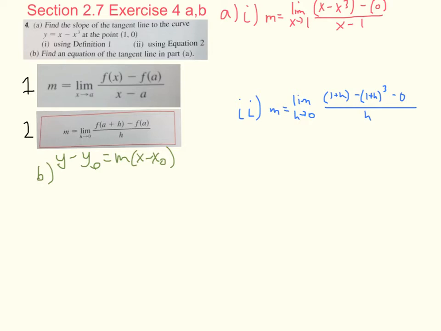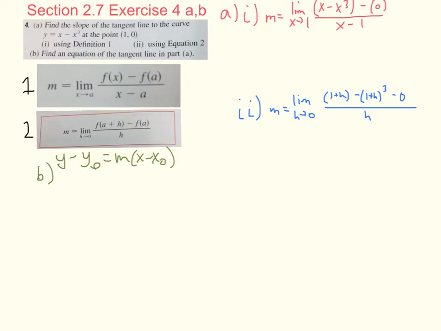Part A asks us to find the slope of the tangent line to the curve y equals x minus x cubed at the point (1, 0). The first part of that, little i, asks us to use definition 1, listed here below, and for part little ii to use equation 2, also listed below.